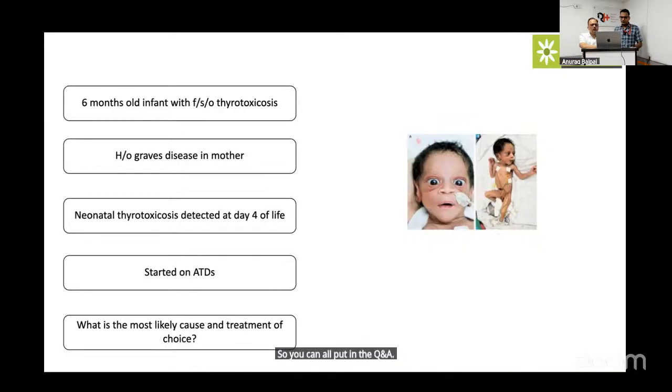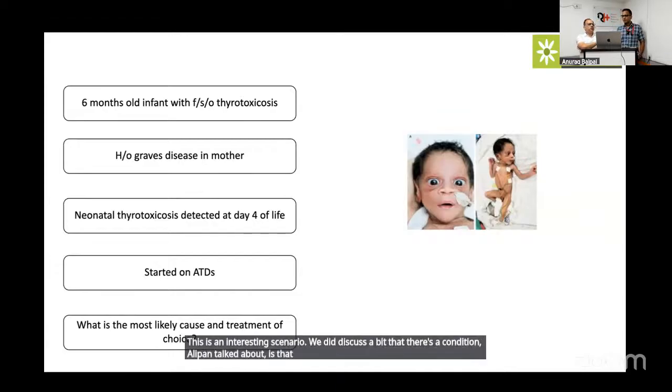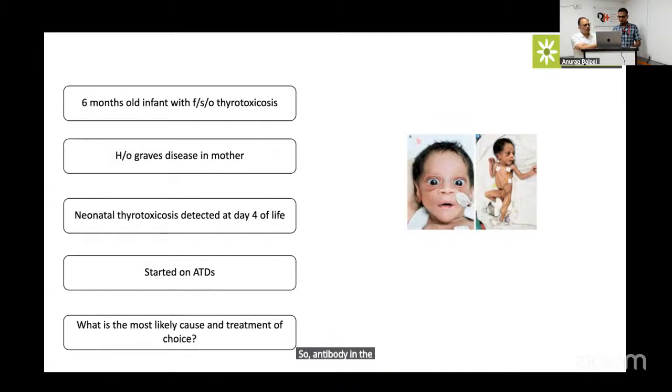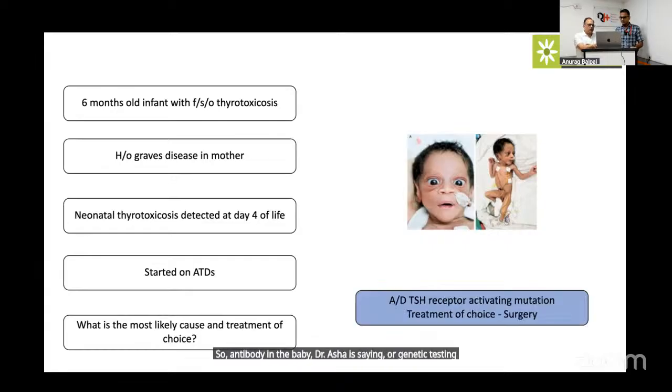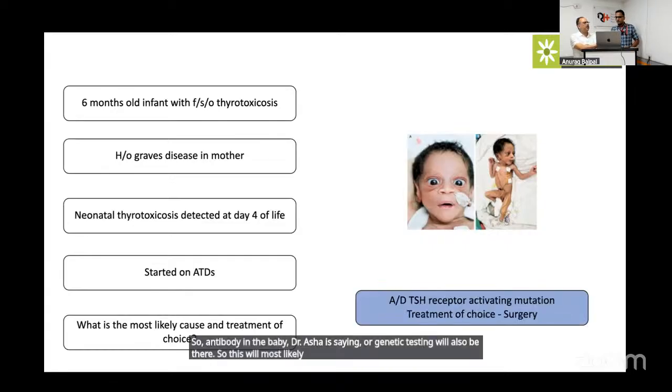This is an interesting scenario. We did discuss that there's a condition Alapan talked about, the TSH receptor stimulating mutations, in which there is an autonomous activity of the TSH receptor, and it's an autosomal dominant condition. Antibody in the baby, Dr. Aisha is saying, or genetic testing will also be there. So this is most likely an autosomal dominant TSH receptor activating mutation. And how do you manage them?